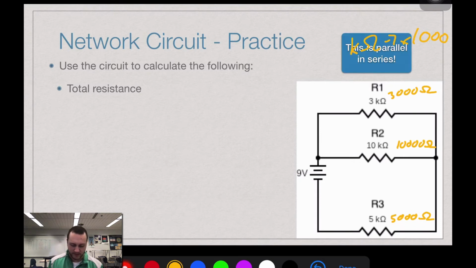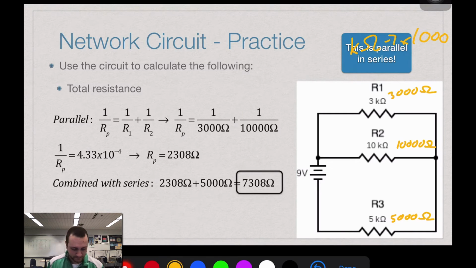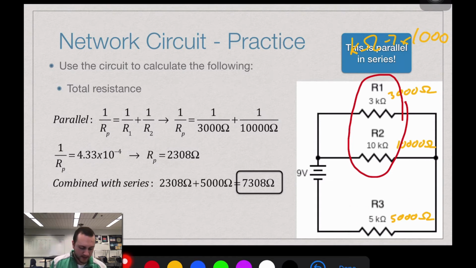So if we want to find the total resistance, again, looking at this being a parallel in series, here's how we would go about this. Our parallel circuit is our inside circuit, so we would want to solve that first. Right? We have our parallel circuit, which is nestled in series with that third resistor. So our parallel circuit is going to be R1 and R2. So we've got 1 over 3,000 plus 1 over 10,000, because that's how we would do this in parallel here. We get a really small number, take the reciprocal, and we get about 2,300 ohms.